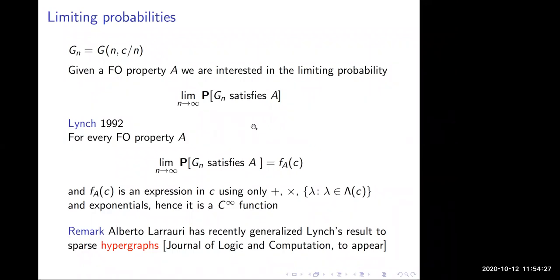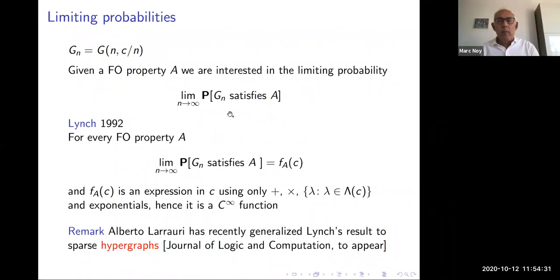So in some technical sense, this says that this phase transition cannot be captured by properties that are satisfied asymptotically or not when the number of vertices goes to infinity. So you don't see any difference with C. You really don't see any difference with C.